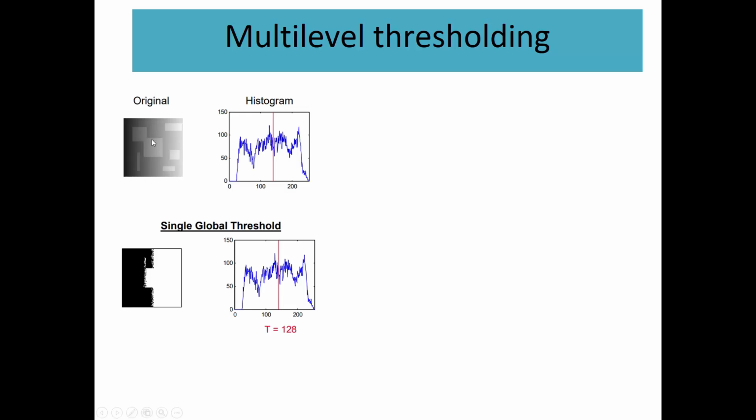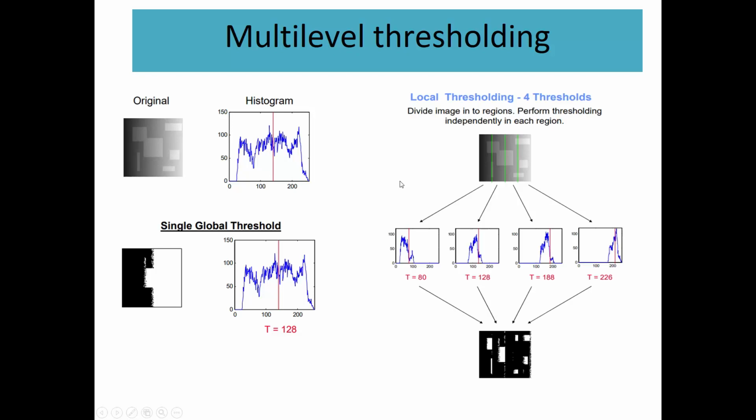You can see in this figure an original object and the corresponding histogram. If we choose a single global threshold value, then the corresponding output is a poor segmentation. And if we select local thresholding, where we divide this image into a number of sub-images and select a different threshold for each, and finally merge them, then we get a better segmented output.